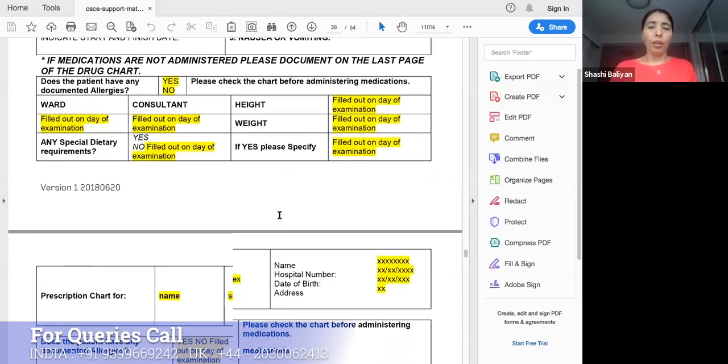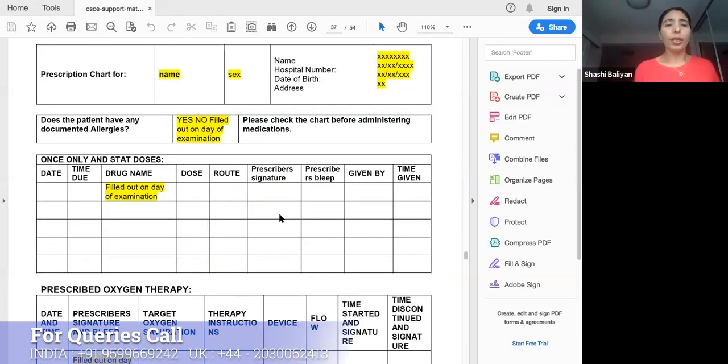Okay. So now when we come to the drug chart over here, as I was telling you, there will be a stat dose. So they will fill out everything over here: date, time, drug, dose, route, prescriber signature, their bleep number, and given by who and at what time it was given. Now this is very important in things like, say, if there is someone who came with pain and you gave paracetamol as a stat medication over here.